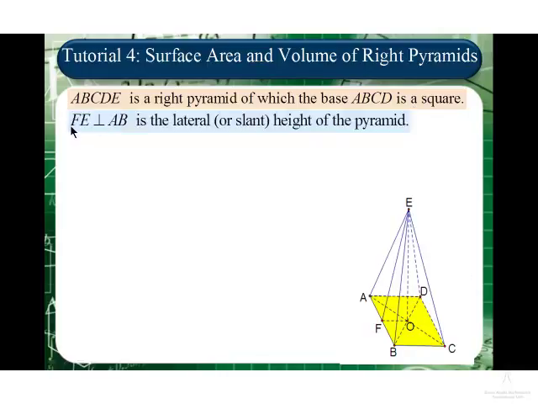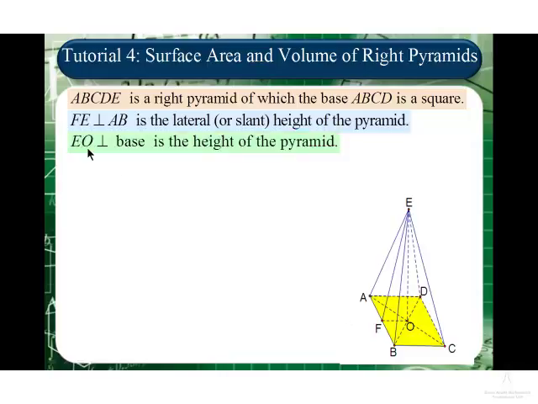We have that the line segment FE is perpendicular to the line segment AB. And have a look at that. FE is perpendicular to AB. It just says that FE represents the lateral or the slanted height of this given pyramid. And EF is perpendicular on the side of the square base AB, as indicated.